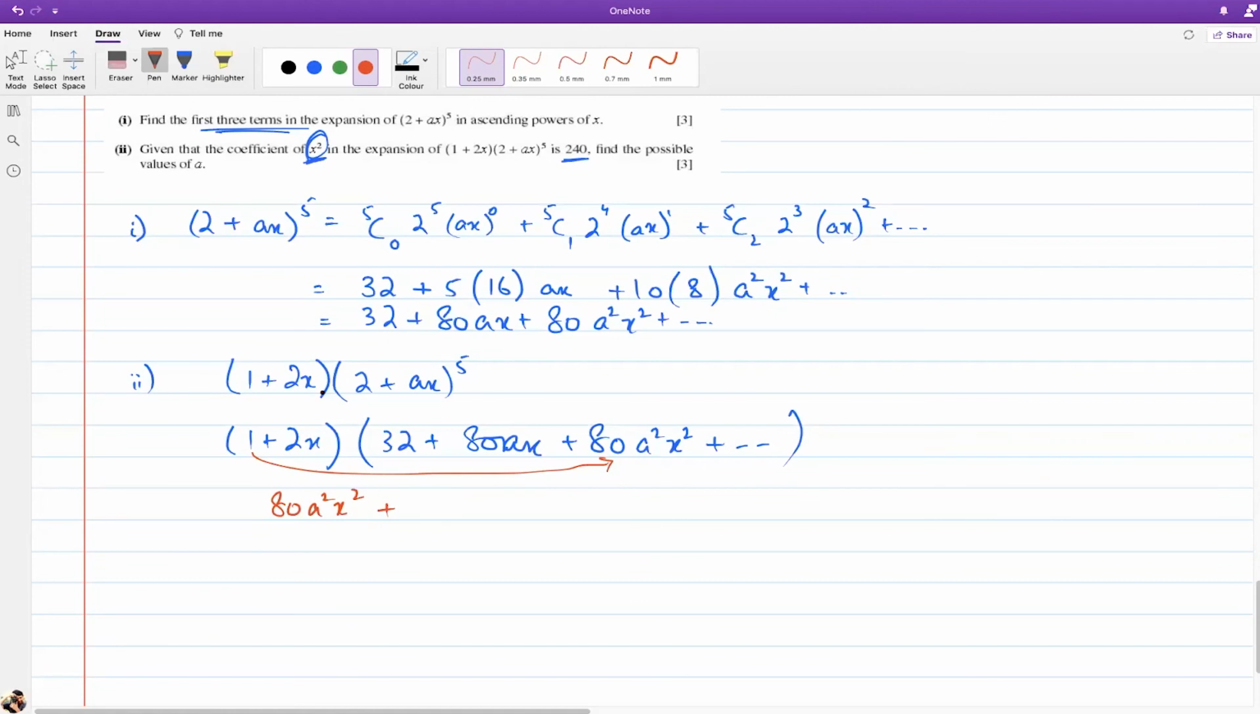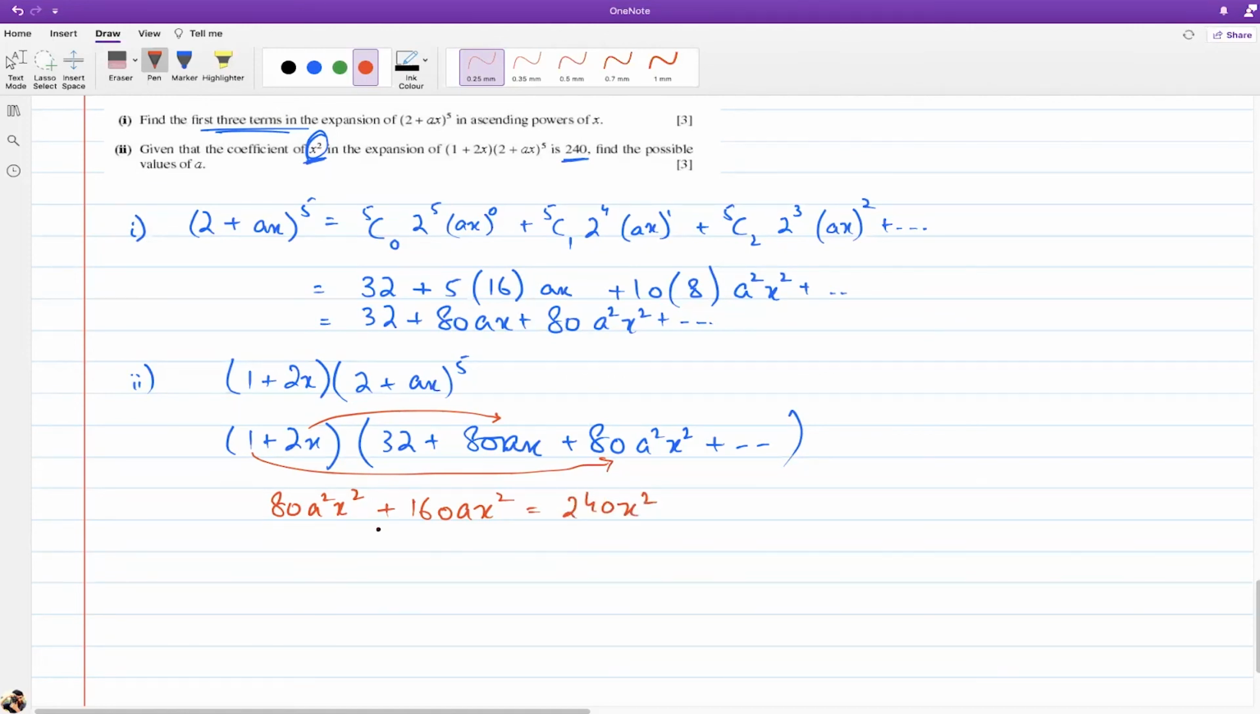Good. Now, do I get x squared when I multiply this? I don't. So I'll just remove this. When I multiply this with this, of course I will. This becomes 160a x squared. And what happens if I multiply this with this? Do I get x squared? No, I get x cubed. So that's it. My work here is done. I'll just expand it, and they are telling us that this is equal to 240x squared.